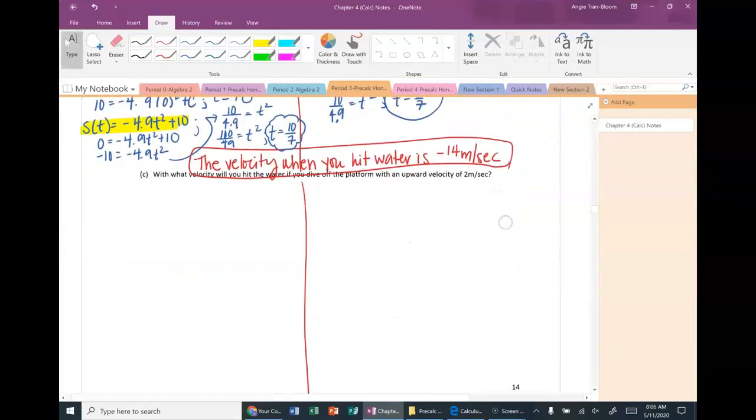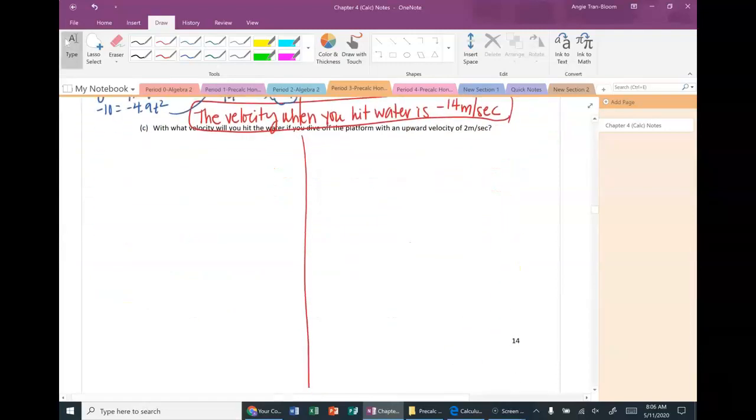Now last part of 4.2. With what velocity will you hit the water if you dive off the platform with an upward velocity of 2 meters per second? Now this is slightly different. This is kind of like you're on the platform, you're jumping up a little bit and then going downward. So this is slightly different. So what's happening here is you are given a velocity of 2 meters per second at t equals 0.